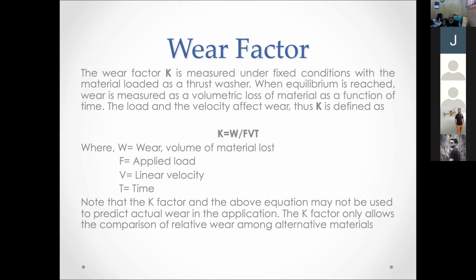Wear is measured as a volumetric loss of material as a function of time. The load and the velocity affect wear. Thus K is defined as K equals W divided by FVT, where W is wear volume. You can represent it by WV also, or simply by W. That depends upon you, what type of designation you will give to wear volume. You can represent it by V also, V small w. F is applied load, V is linear velocity, T is time.